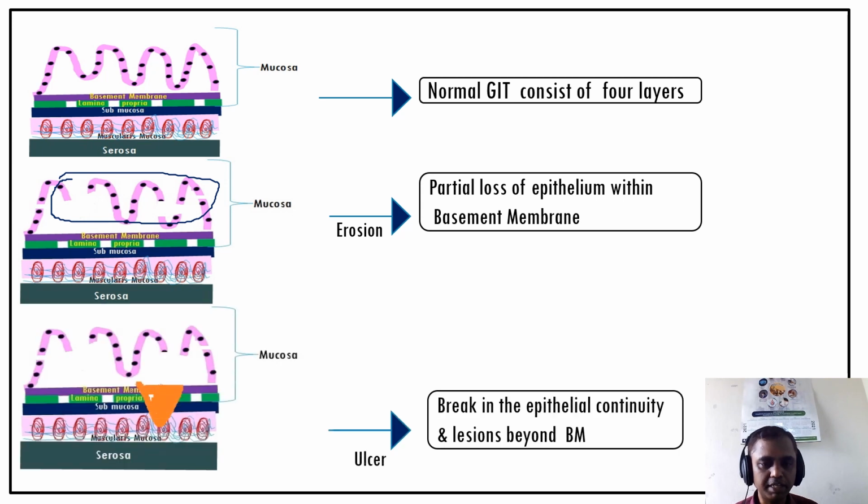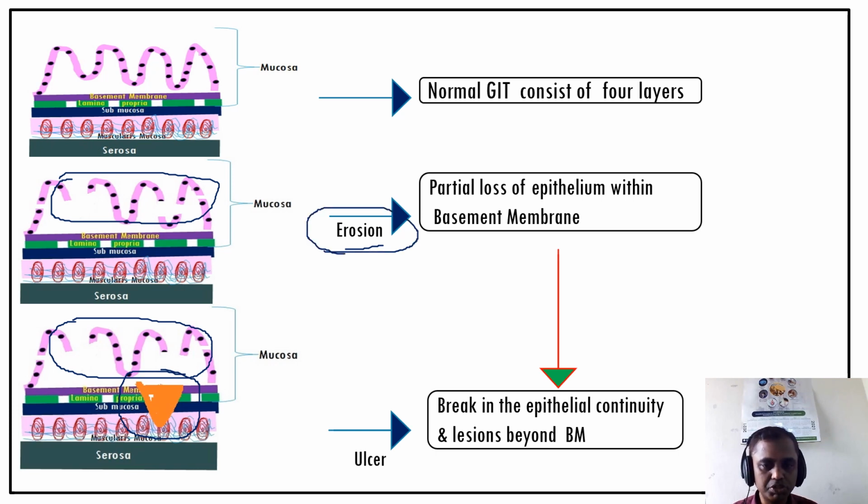Whereas an ulcer is a break in the epithelial continuity with lesions beyond the basement membrane. You can see it here: there is a break in the continuity of the epithelium and the lesion has gone behind the basement membrane. That means the lesion has gone up to the muscularis mucosa. So the simple difference between erosion and ulcer is that erosion is only partial thickness, within the basement membrane, whereas ulcer is behind the basement membrane. And usually the peptic ulcer patient first develops erosion followed by ulcer.